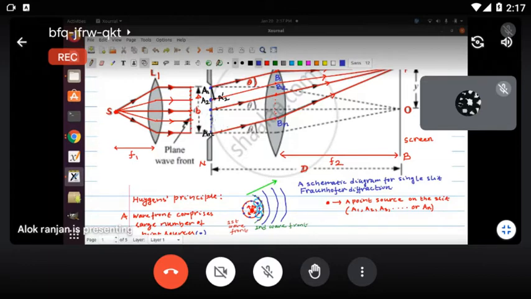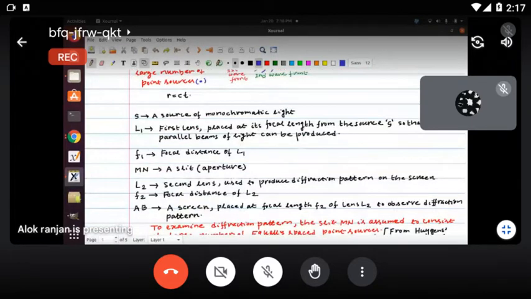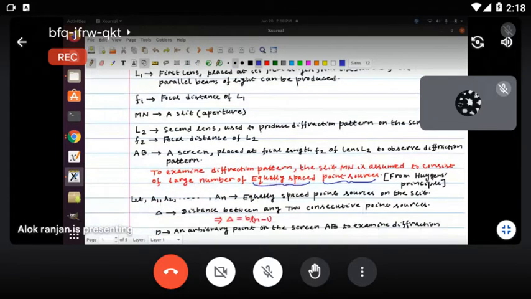And as I said, the notation of symbols that I am using, I have explained here. S, a source of monochromatic light. L1, first lens placed at its focal length from the source S, so that parallel beams of light can be produced. F1, focal distance of L1. MN, slit, or you can call it the obstacle. L2, second lens used to produce the diffraction pattern on the screen. F2, focal distance of L2. AB, a screen placed at focal length F2 of lens L2 to observe the diffraction pattern. So all these symbols have been written down.